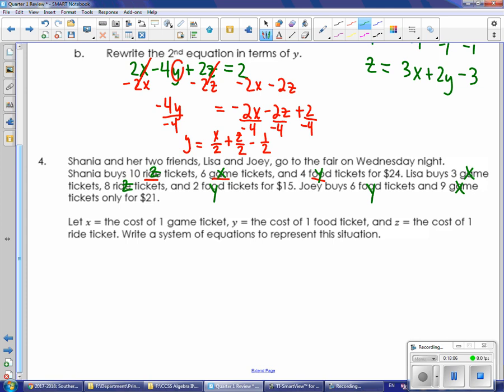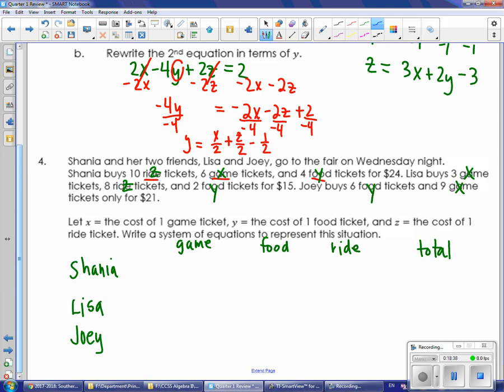So I'm going to have Shania, and then her friend Lisa, and then Joey. And it might even help to organize. So if I have X, that's going to be the games. And then I'm going to have food for Y. And then the ride would come next. So it might actually help, and then the total would be over here, to kind of lay things out this way.